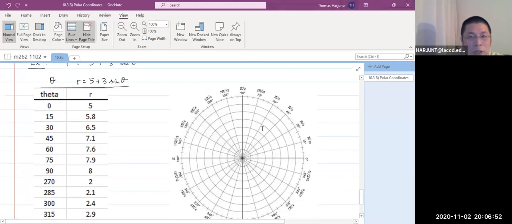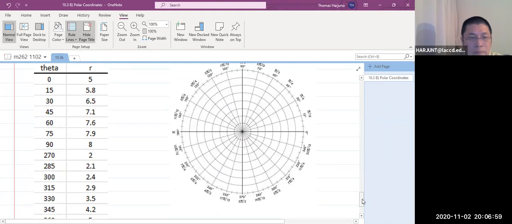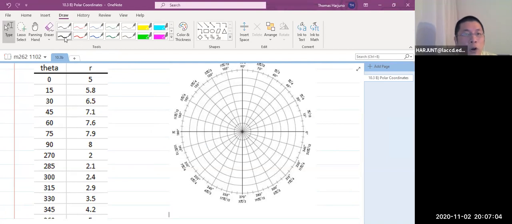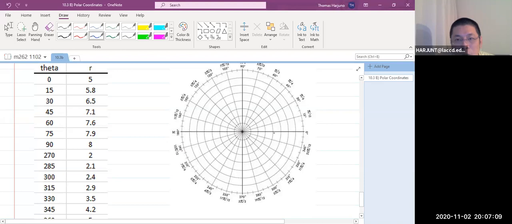Enlarge to 100%. Okay, draw from when theta equals 0, it's 5. 1, 2, 3, 4, 5. It's here. 15 degrees, 5.8. 30 degrees, 6.5. 45 degrees, 7.1. 60 degrees, 7.6. 75 degrees, 7.9.